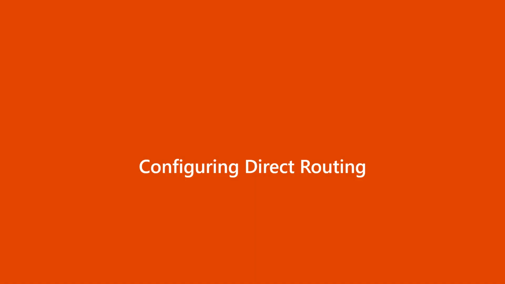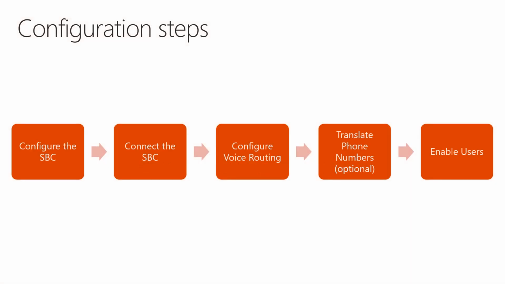Let's begin this lesson by talking about configuration of direct routing. The configuration steps for direct routing are outlined on the slide. Starting on the left, you'll see that we'll begin by configuring the session border controller itself. Once we've properly configured the SBC, we will then connect or register the SBC with the online service. From there, we can configure the voice routing so that we understand how to properly route calls to the public switch telephone network. And then optionally, if necessary, we can configure the translation of phone numbers. Finally, our last step will be to enable the users for direct routing.